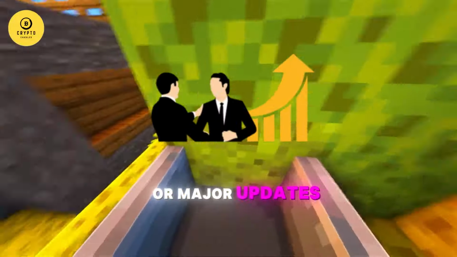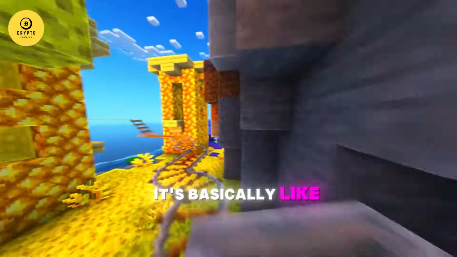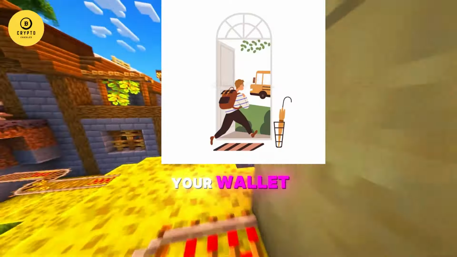New partnerships or major updates can send prices skyrocketing. It's basically like checking the weather before leaving the house, but for your wallet.